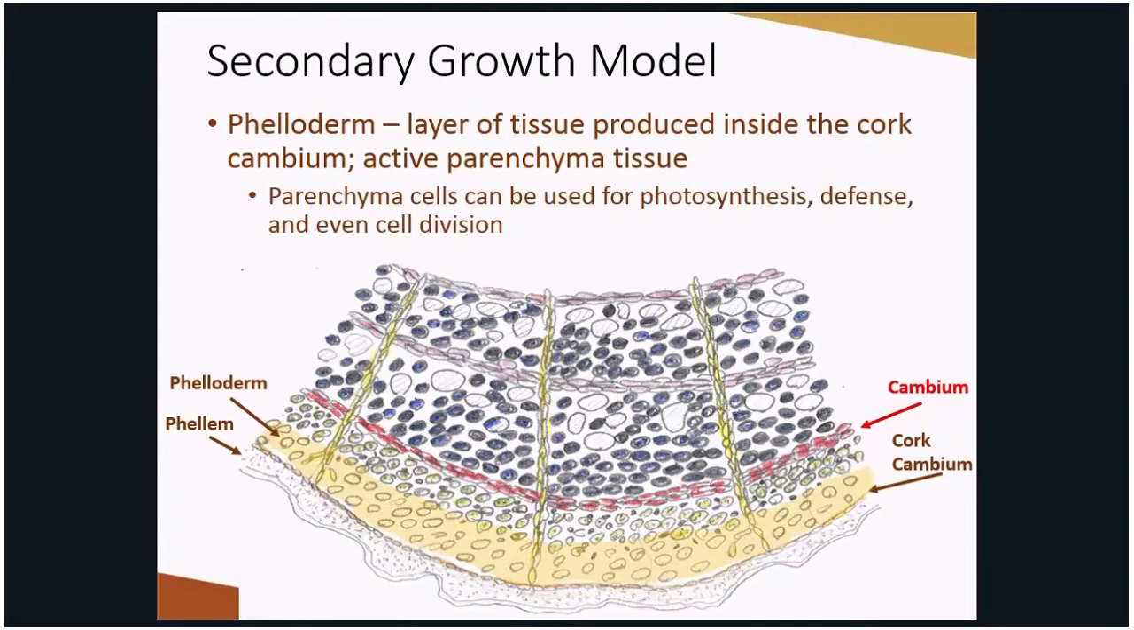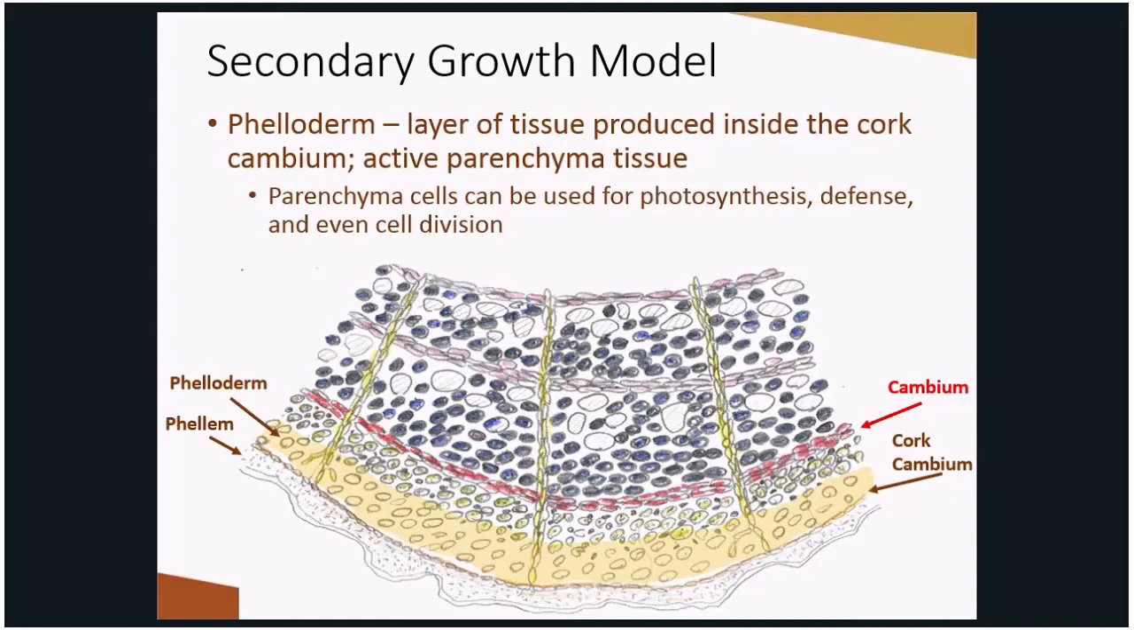The phelloderm is a layer of tissue produced right inside the cork cambium, and it has what's called active parenchyma tissue. So parenchyma cells are actually the living functional cells of the tree. They're in a lot of other places, but they are produced directly to the inside of that cork cambium layer. And they can be used for a lot of things. Photosynthesis is one of those things that they can do. They can react in a defensive nature and provide defense from disease and other things. And they can even divide and create new cells. And we'll look at how all that would happen later on in this presentation.